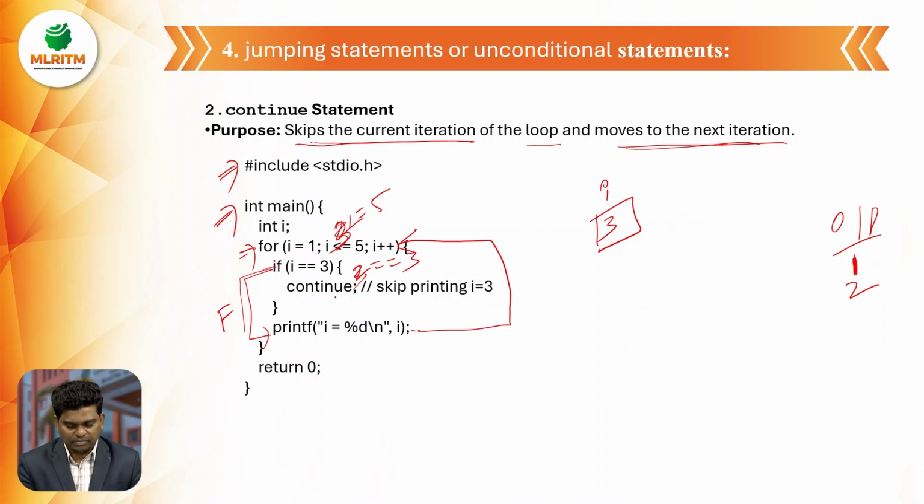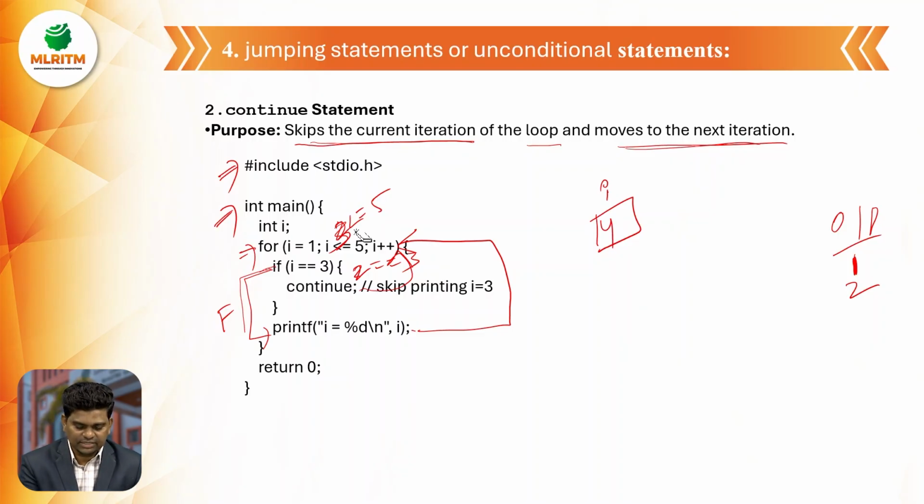So when the compiler executes the continue statement, it skips the current iteration only. Right after the compiler reaches the continue, it goes to the next iteration, not exit from the loop. When you see break, that is exit from the loop. So it skips the current iteration, and it goes to the modification again. What is the modification here? I plus plus, right? Which means our value becomes 4.